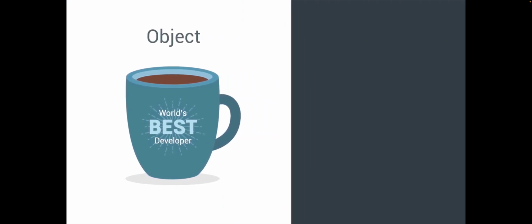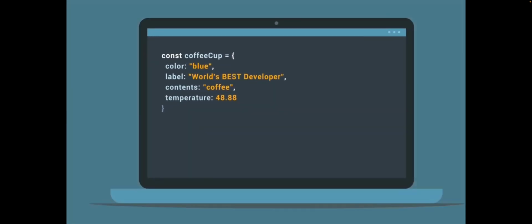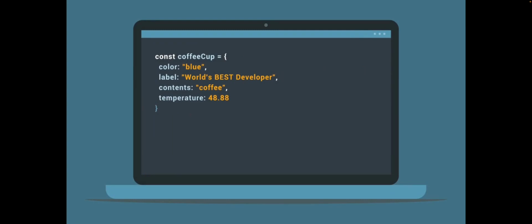Take that coffee cup, for instance. How would you describe it? Maybe it's blue. It says world's best developer on it. It's full of coffee and warm to the touch. Here's your coffee cup object in JavaScript.